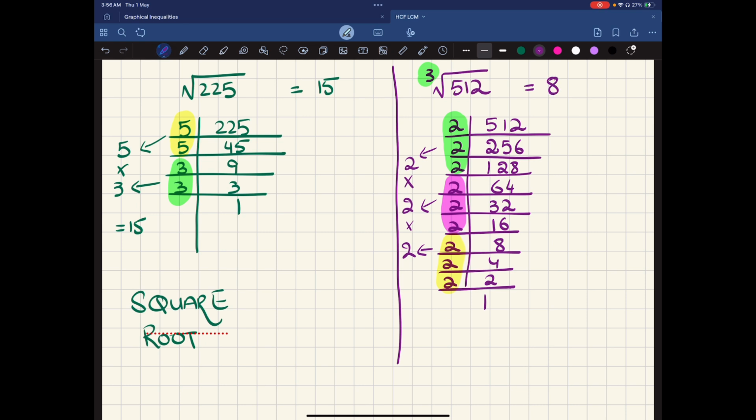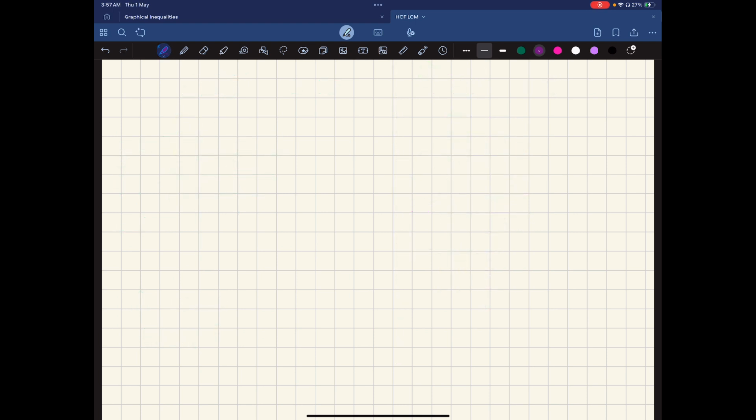Please make sure that you're aware of how you can find the square root or cube root of numbers using prime factorization. Now that the basics are clear, we are going to move on to finding the HCF and LCM of numbers using prime factorization. This is a past paper question where in part A, they ask you to write 108 as the product of its prime factors.